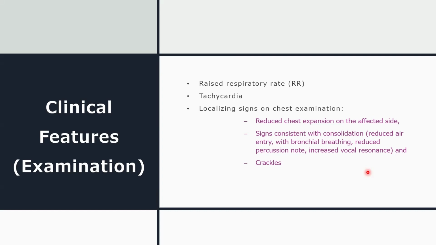So these findings can be observed on inspection and palpation. Then signs consistent with consolidation: reduced air entry with bronchial breathing, reduced or dull percussion note, increased vocal resonance, and obviously crackles. If the chest examination is normal, then the diagnosis of pneumonia is less likely. Then you should think of other causes of the presentation, like maybe pulmonary embolism.